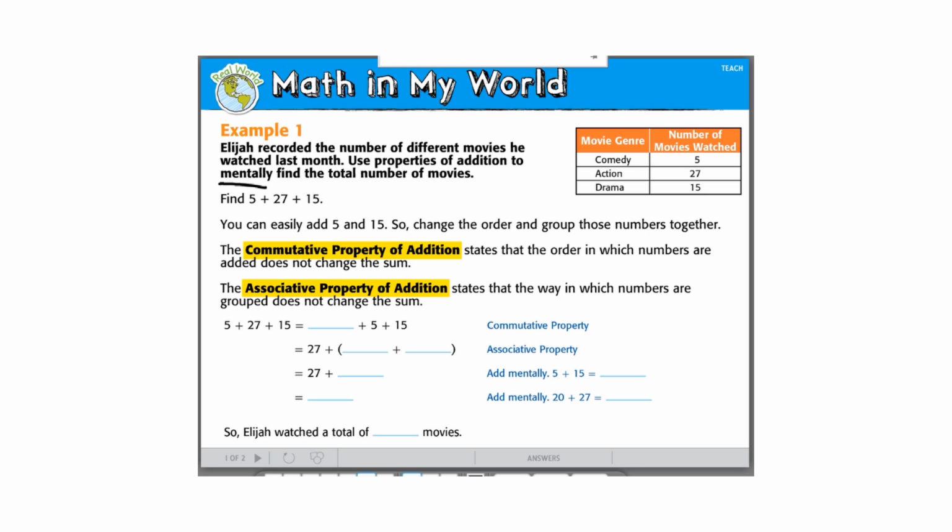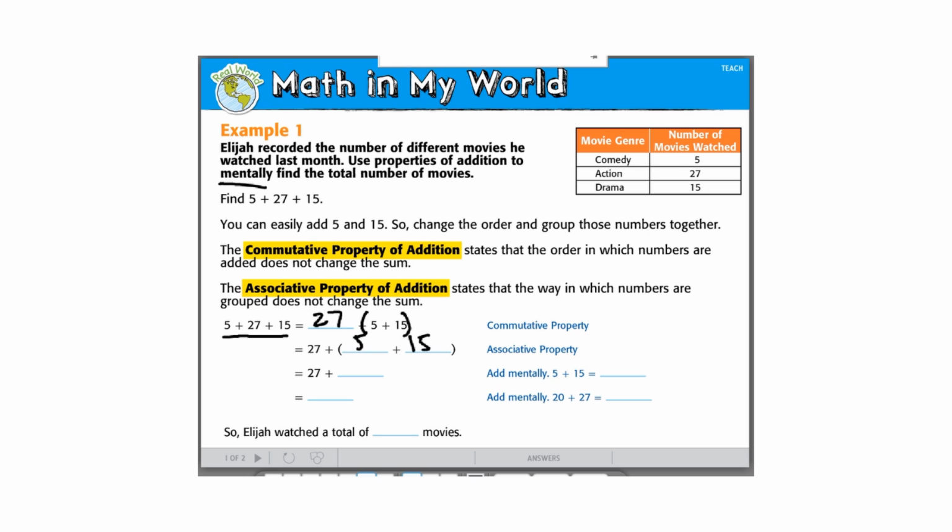You can easily add 5 and 15. So if you change the order and you group those numbers together, everybody listening to that? You would change the order, just like that last example I showed you. I know that 5 and 15 equals 20, and because that's a number that ends in 0, it's easy to add. So I'm going to change the order. Over here, this is the original order. Now we're going to make it 27 plus 5 plus 15. Do you see how they put the parentheses around the 5 and the 15?